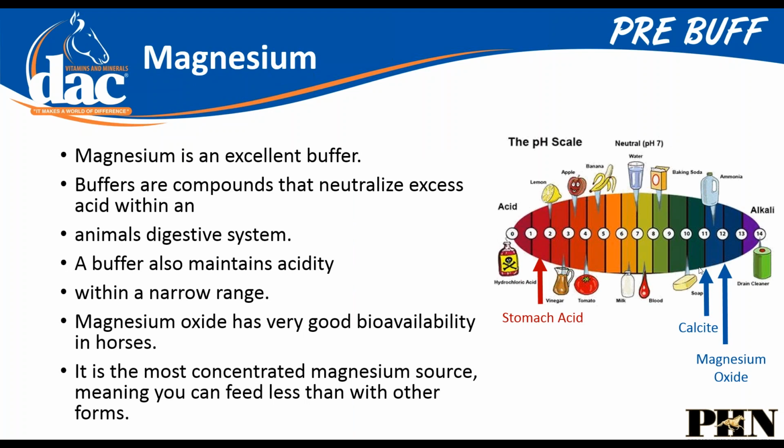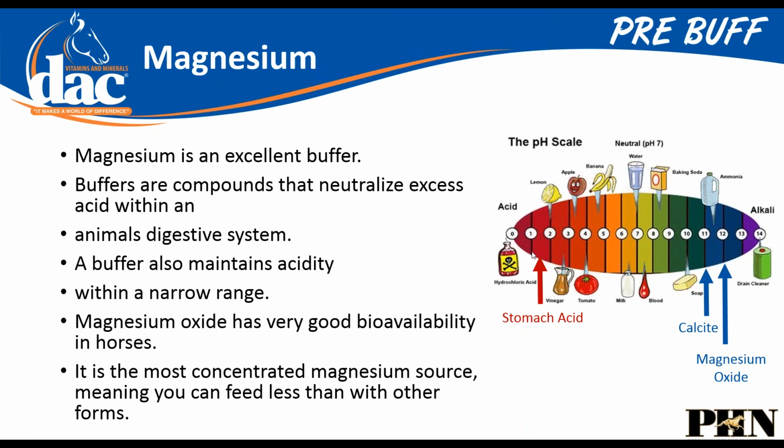So what else are we putting in this product? We're also putting magnesium. Magnesium is an excellent buffer. It's neutralizing that excess acid in the animal's digestive system. As I mentioned, a buffer will maintain that acidity within a narrow range. Magnesium oxide in particular has really good bioavailability in horses. It's the most concentrated magnesium source, meaning that you can feed less magnesium oxide than with other forms.